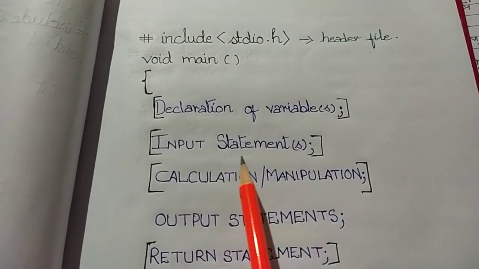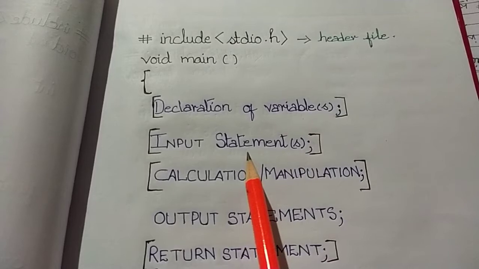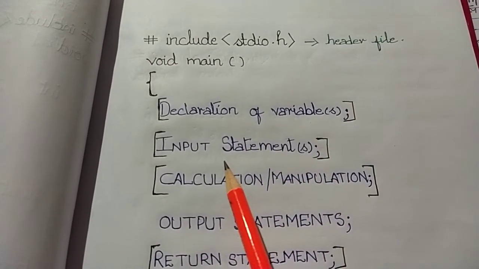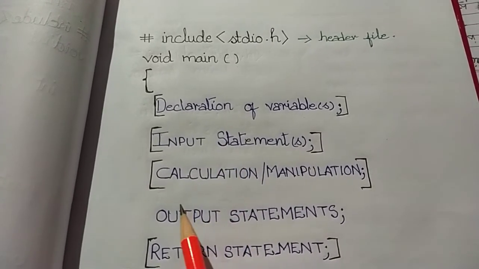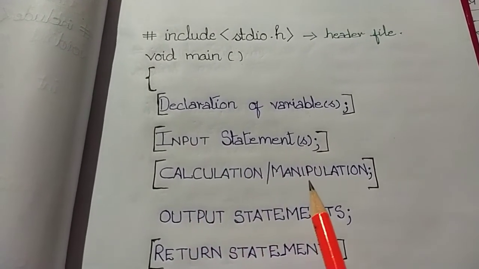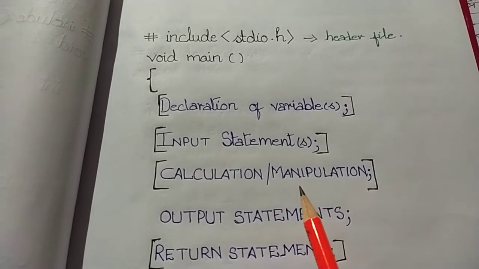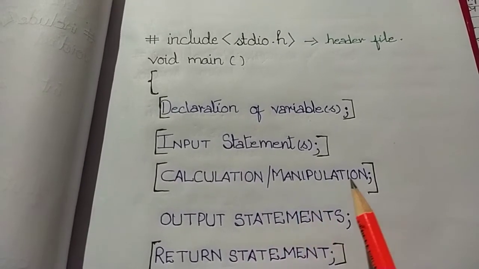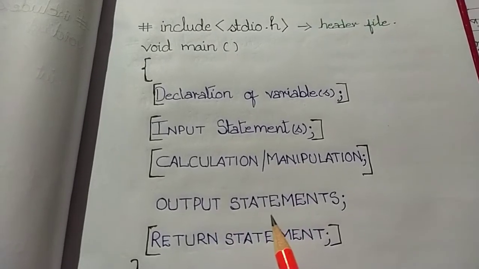And then we have input statements. Again, this input statement is optional. It depends whether your program needs to input values or not. Then we have calculation or manipulation of data. Again, it depends on your program whether you need to calculate or not. It is optional. And next we have the output statement.